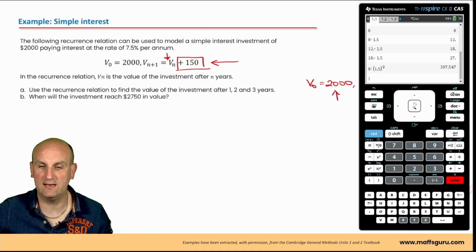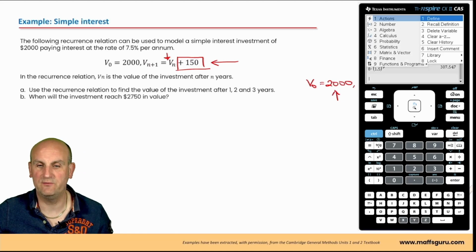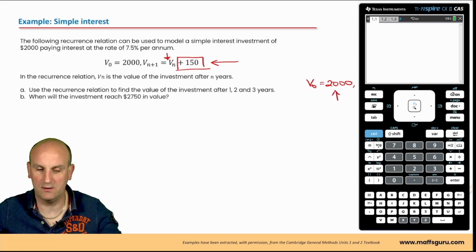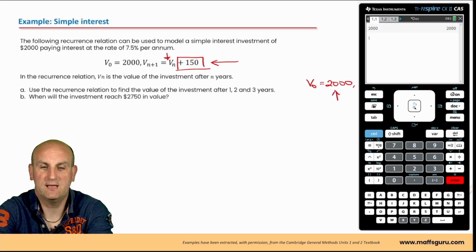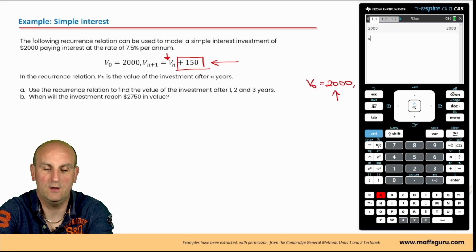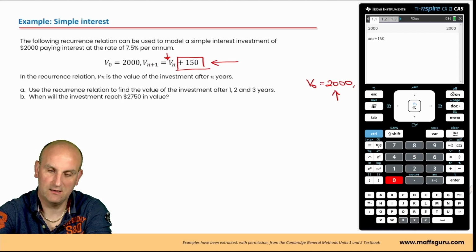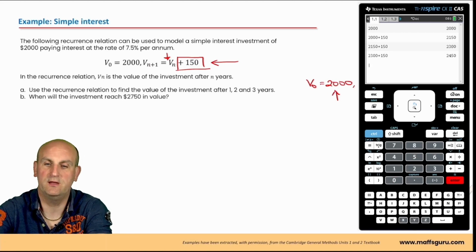So let's fire up my calculator. Let's clear everything that was there before. Actions, clear history. Right, what I'm going to do, 2,000, put in my calculator and we're going to do answer plus 150. And how many does it want? First, second and third year. So first, second, third year.